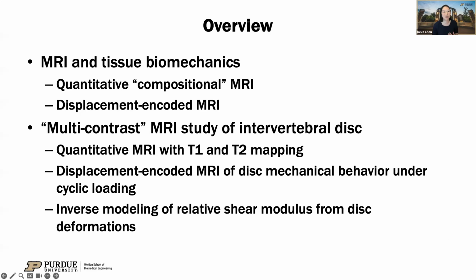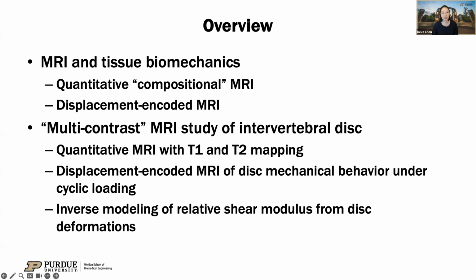And so just to give you an overview of what I'm going to talk about, I'm going to first talk about the interface and the intersection of MRI and tissue biomechanics. This is really where a lot of the work that my group does intersects. And here I include things like quantitative MRI, also known as compositional MRI, because it correlates to the tissue composition. And then also a technique called displacement encoded MRI, which I'm going to talk a little bit more about.